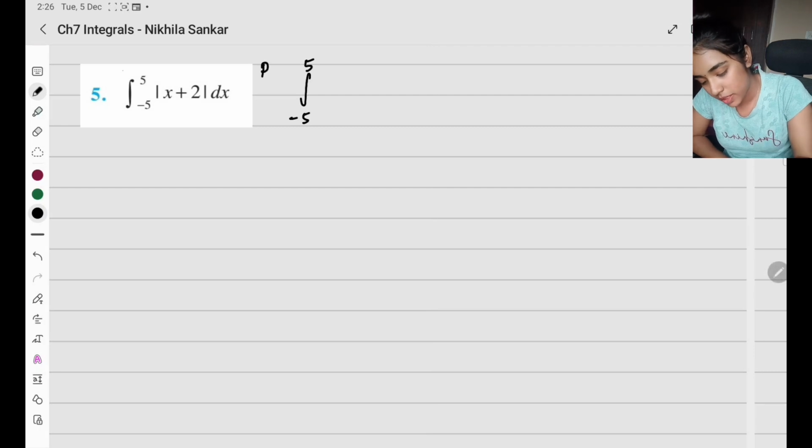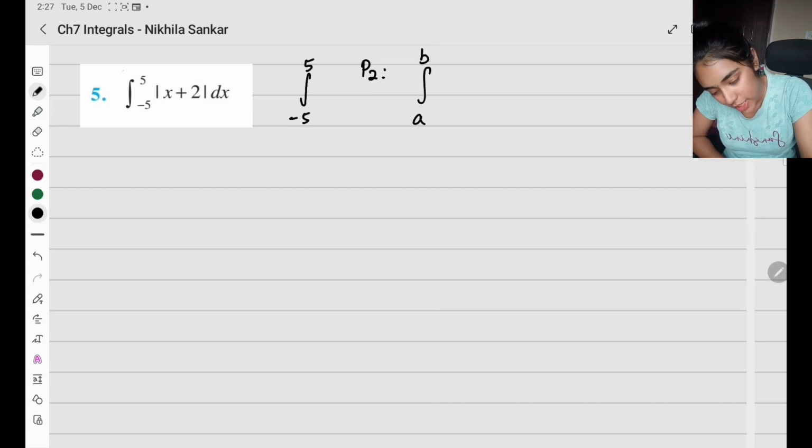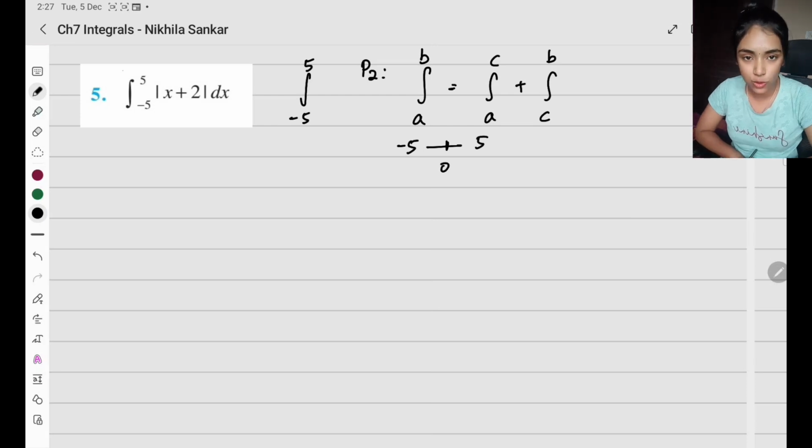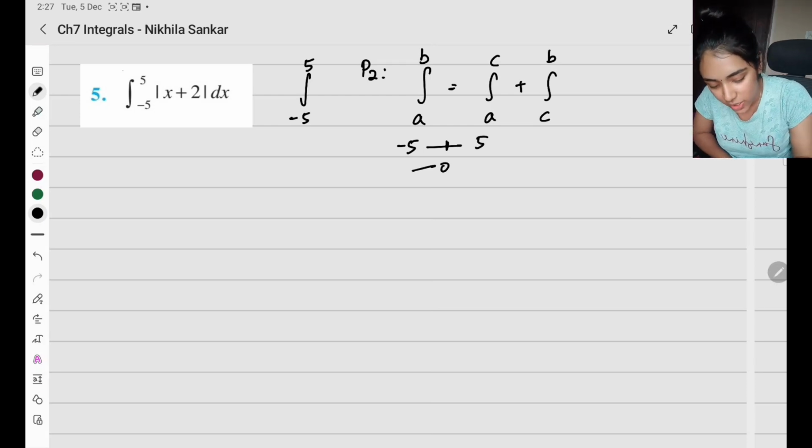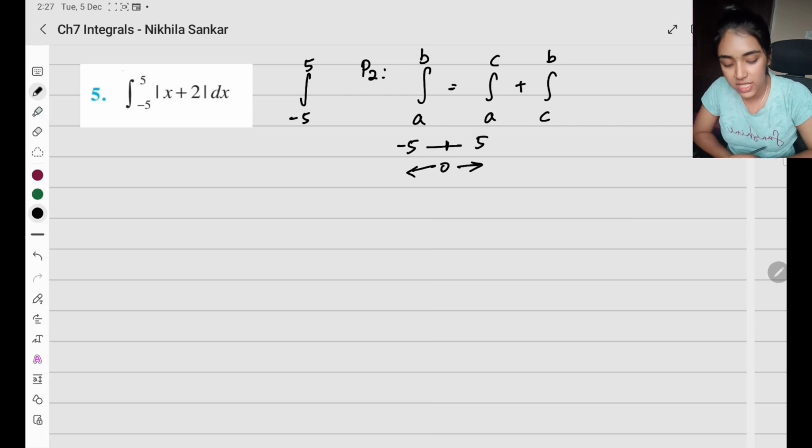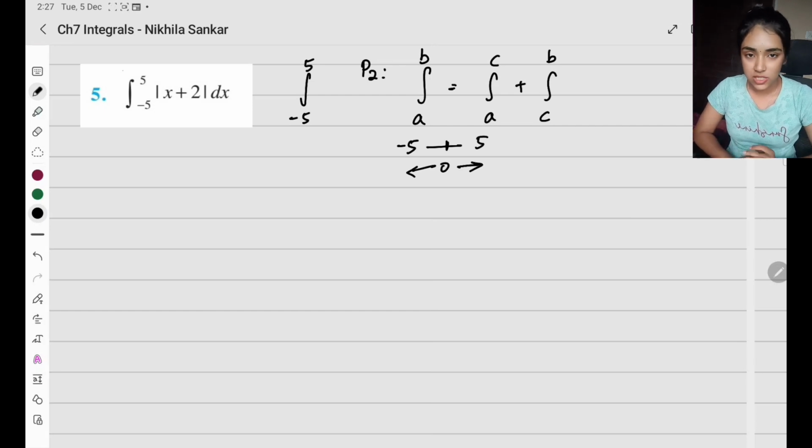Now what does property number 2 say? I have property number 2 which says that my integral from a to b can be split into a to c plus c to b. So now at this point, since it travels from minus 5 to 5, I can maybe take a number which is 0 in between, where to the left of 0 it is all going to be negative and to the right of 0 it is all going to be positive. So this is one option.